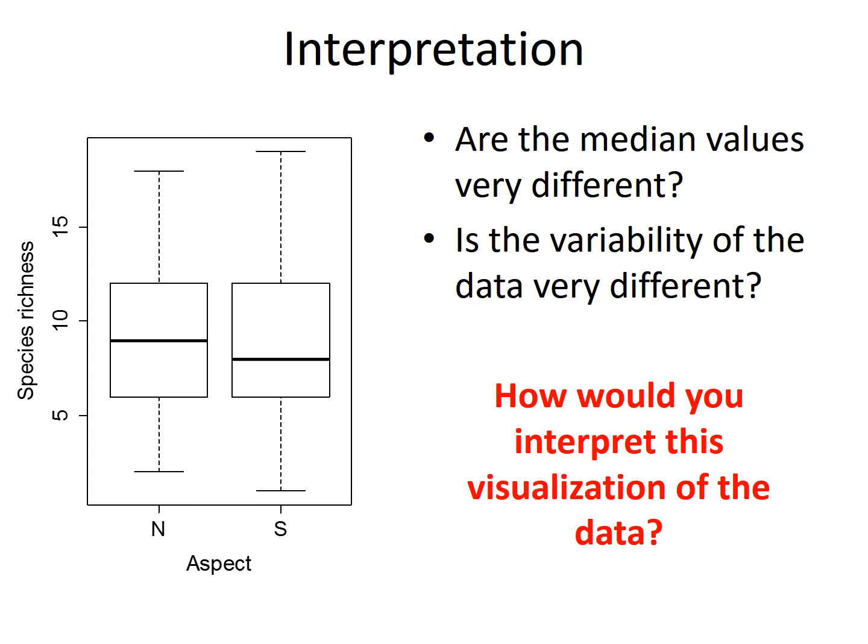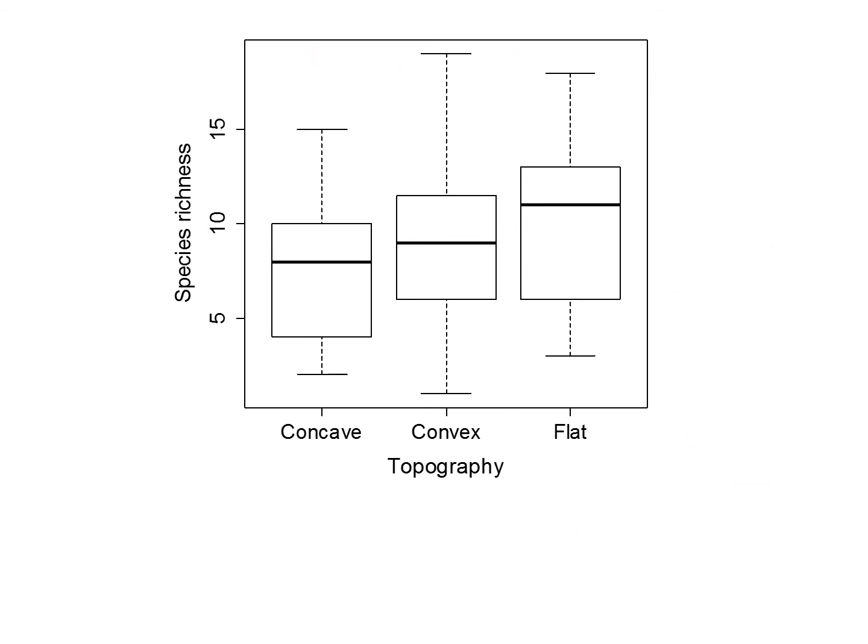Okay, but let's look at an example where we do see a bit more evidence. This is again data from the Galliesburg from a previous year, and we look at species richness as our response versus topography as our predictor. Here we have the three topographic categories, and there you see a difference in the median values. Not a big difference, but there is still a difference.